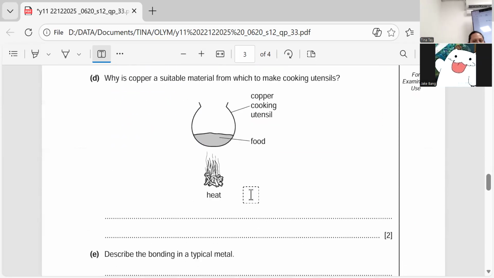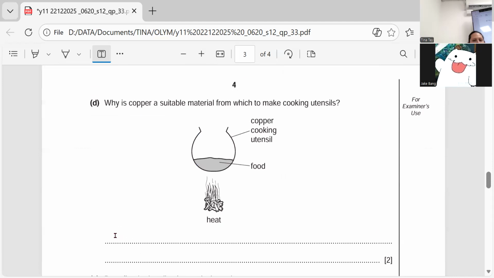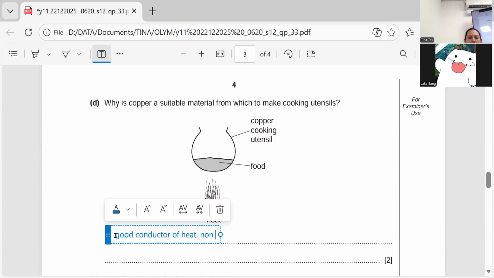Copper is a good conductor of heat and is non-reactive.